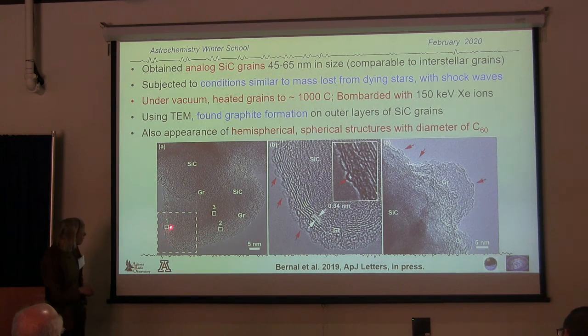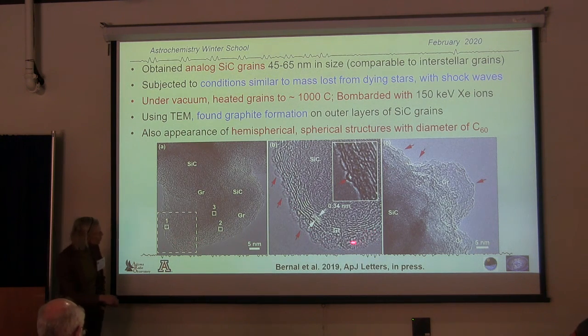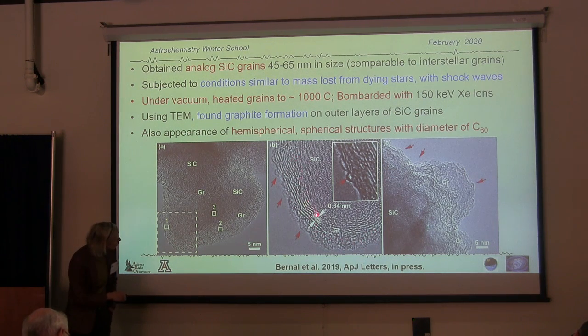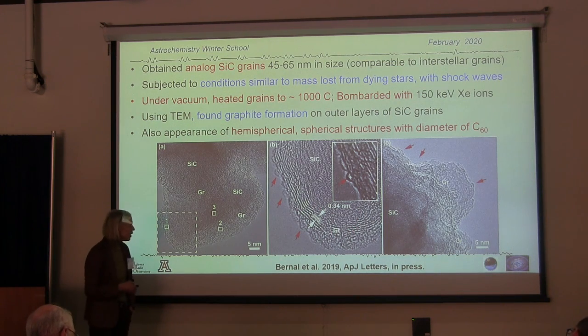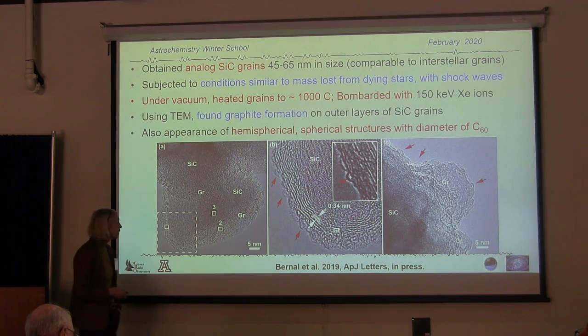And after we heated it, this is the sort of granular structure of SiC, but as you heat it, you start getting striations along the edges, and this is the formation of graphite. And you can actually see the planes of the graphite and their distance apart, which is 0.34 nanometers, characteristic of graphite. We also did some solid-state spectroscopy that showed it was graphite. But in addition to these planar structures, we started seeing little nanobuds. And they have the exact diameter of C60.